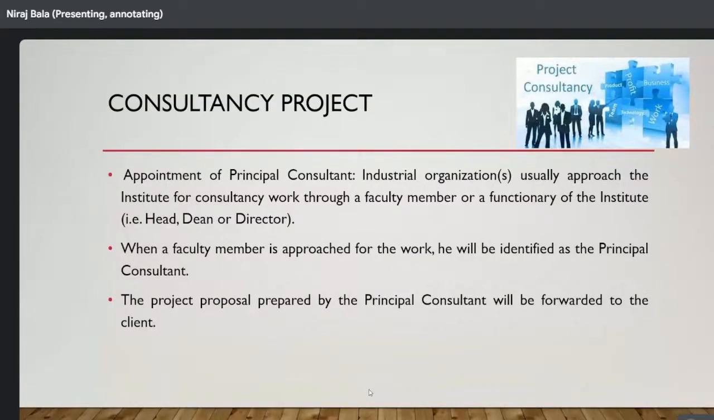So at NITTTR Chandigarh, we are doing a lot of consultancy work for recruitment also. Our recruitment team conducts recruitment papers for filling some posts, government posts. So they charge for the preparation of the question paper, conducting the test, and preparing the result. All this work is done as consultancy work.